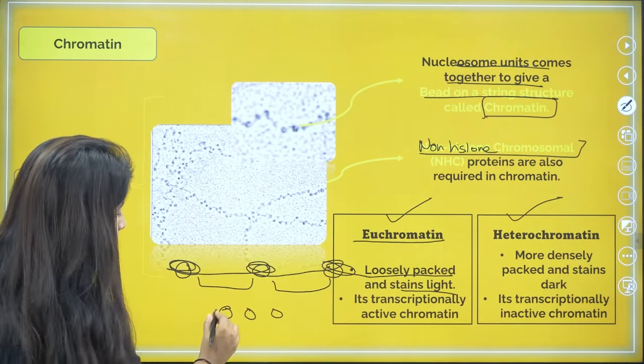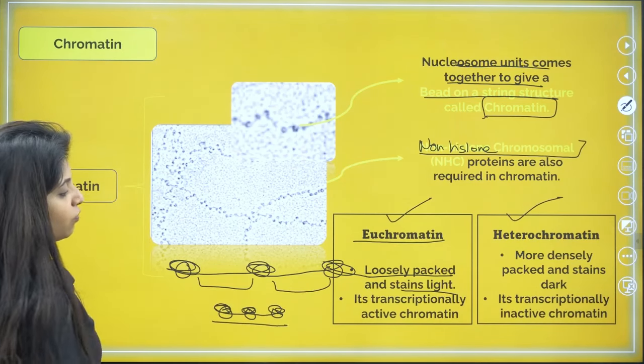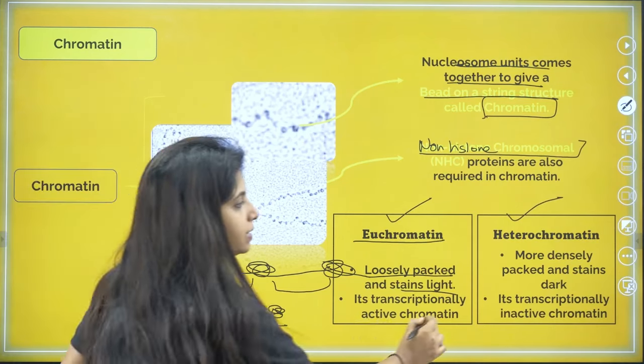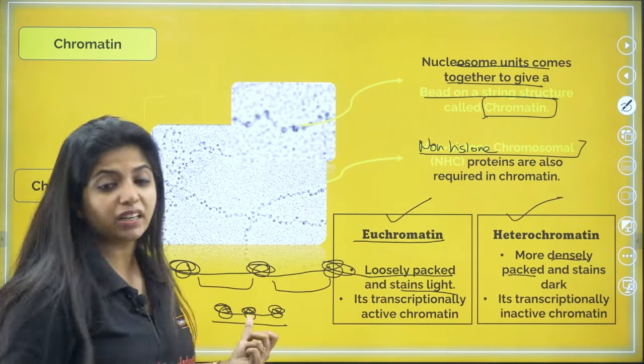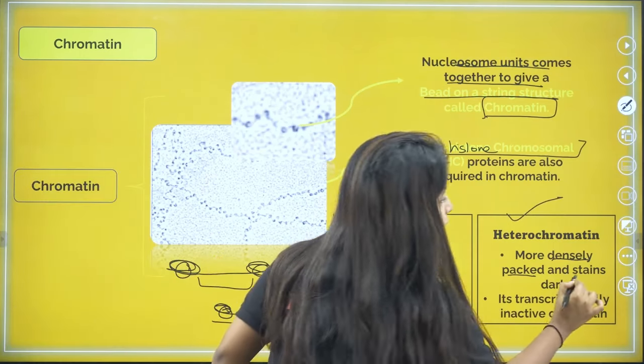Okay, we'll come to this. Over here, they are very close to each other, which is why there is less space, or can I say it is densely packed? Yes. And when it is densely packed, it will take up more stain. The stain would be dark in color.